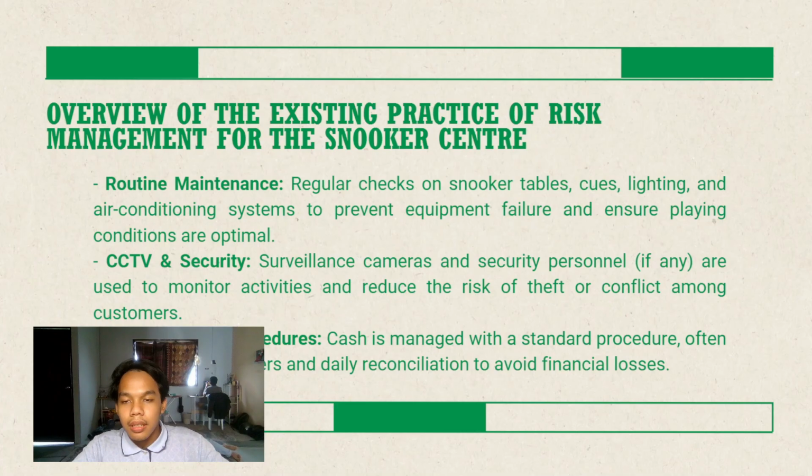The second one is they observe through surveillance cameras and security personnel, if any, which are used to monitor activities and reduce the risk of theft or conflict among customers. The third one is cash handling procedures, where cash is managed with a standard procedure, often including cash registers and data reconciliation to avoid financial losses.